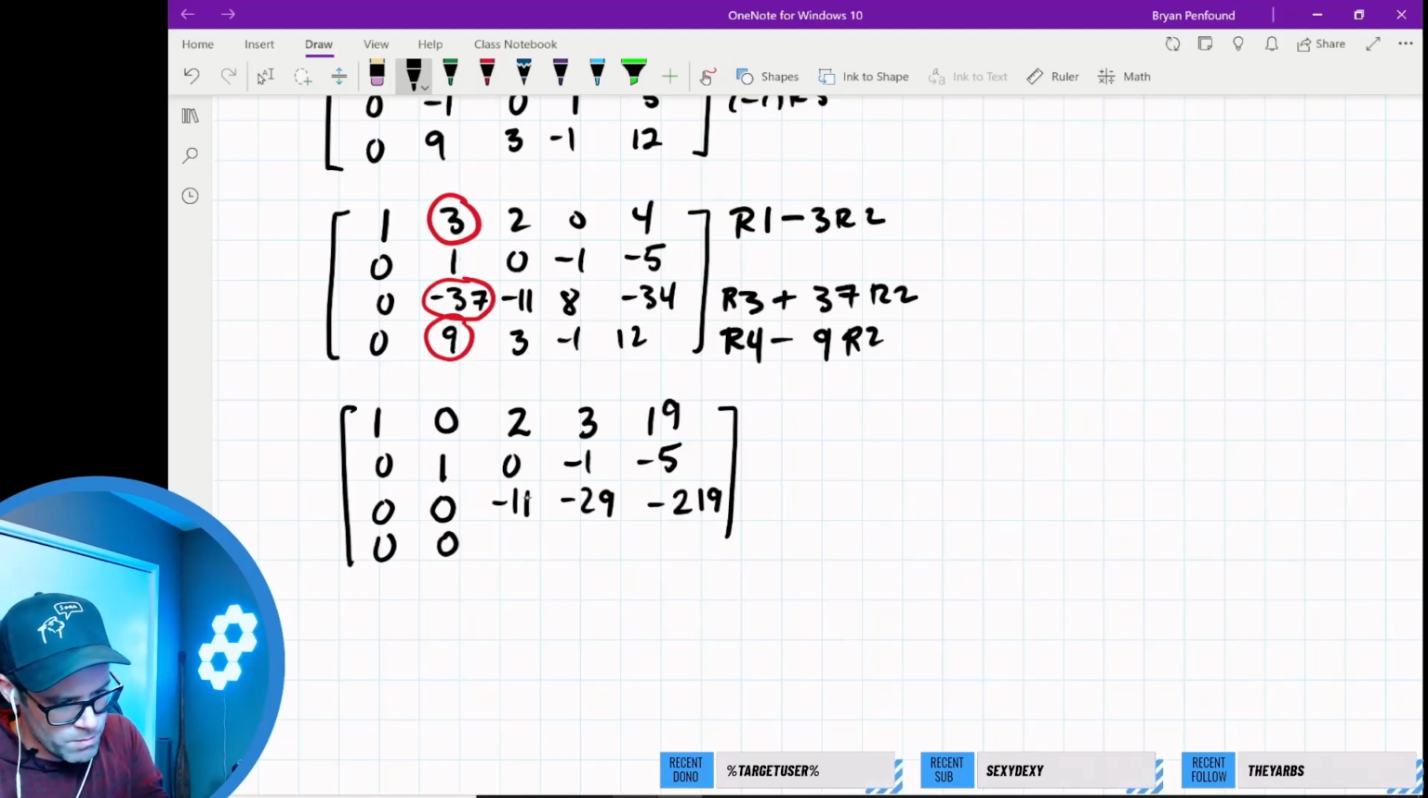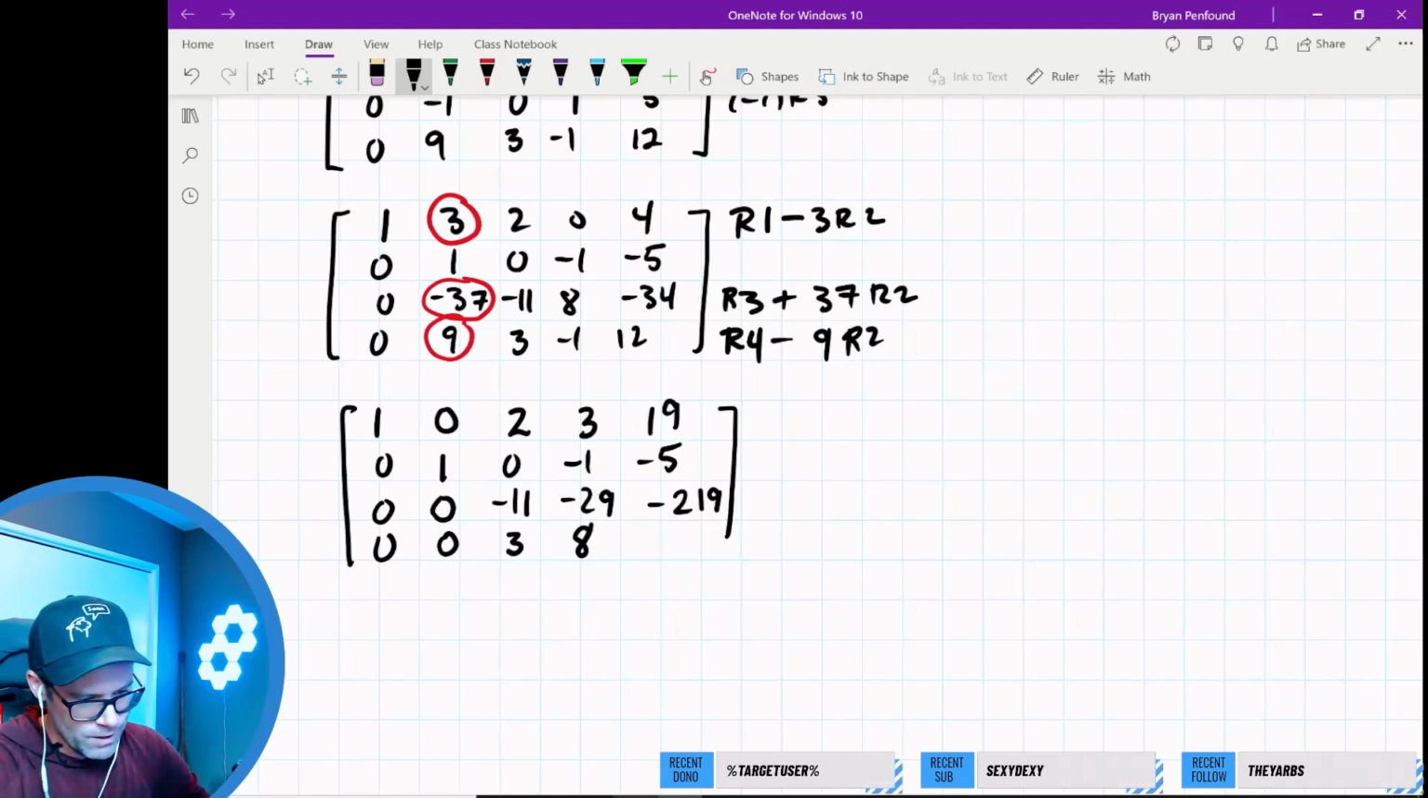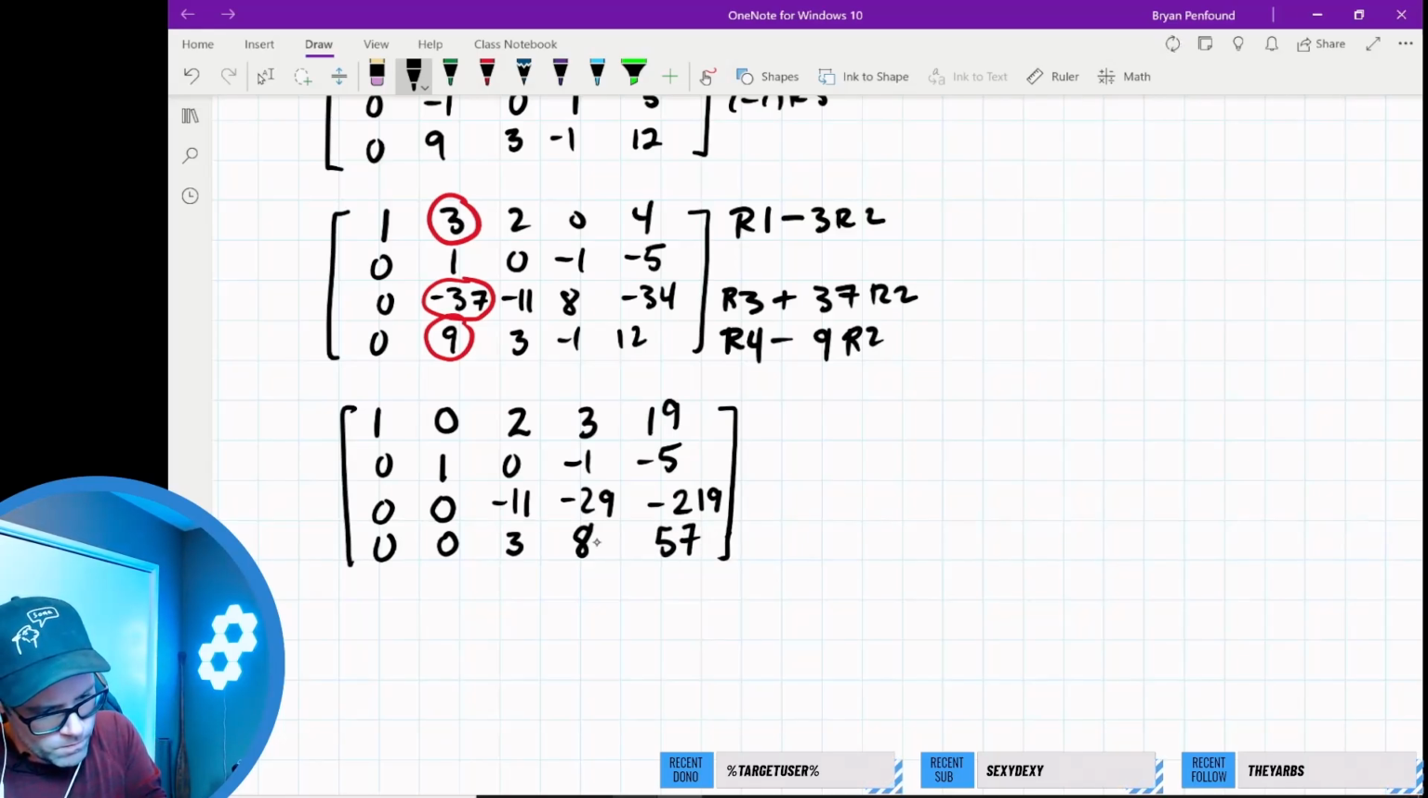9 minus 9, 3 minus 0. We're going to get -1 plus 9. So 9 minus 1 is 8. 12 plus 45. 12 plus 45 is 57. Sheesh.